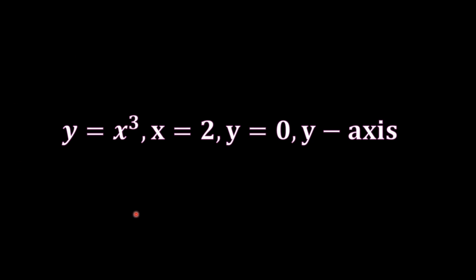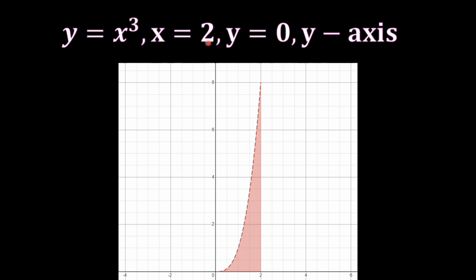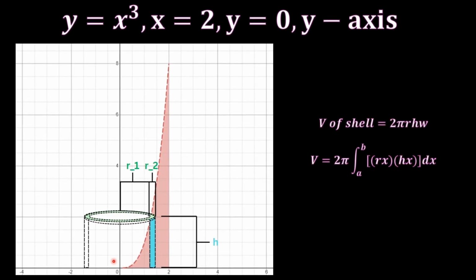Now, finally, let's say you are tasked to find the volume of this bound: y is equal to x cubed, x is equal to 2, y is equal to 0, and the y-axis. So this time we will be using the cylindrical shell method. Again, the graph of this looks something like this. But to visualize it for the cylindrical shell method, we will be adding this cylindrical shell.